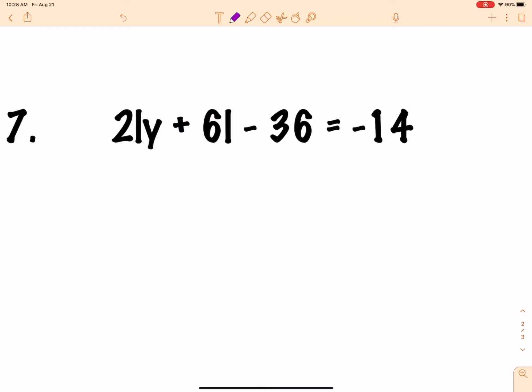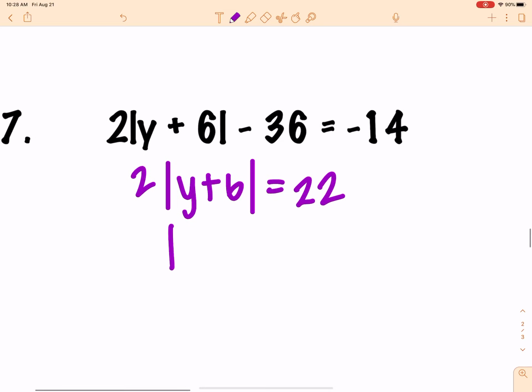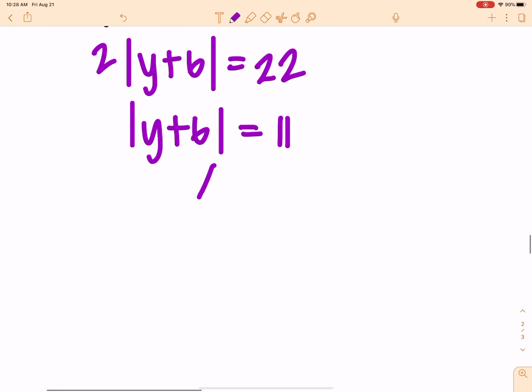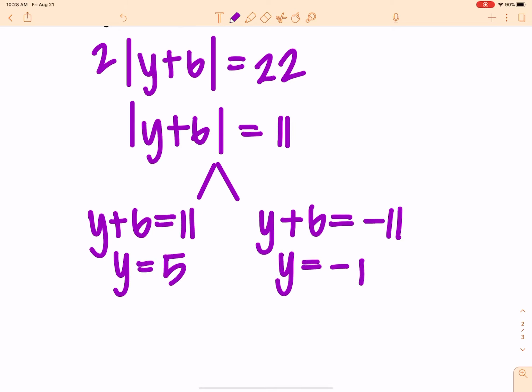So what we're going to do first is bring the 36 over. And then we'll get 22. Now we divide 2 from both sides to again isolate the y plus 6. So now it's isolated, it's positive, we're good to go. So now we're just going to make 2 equations and just make one of the 11s negative. So we should get one answer is 5, one answer is negative 17.